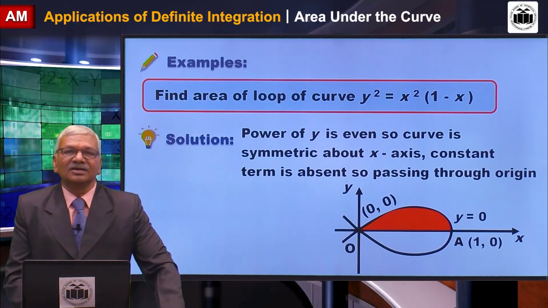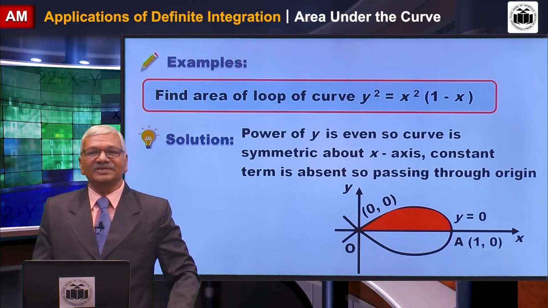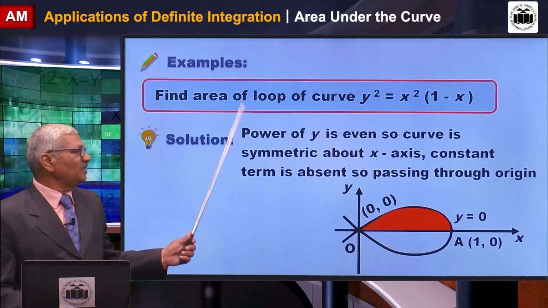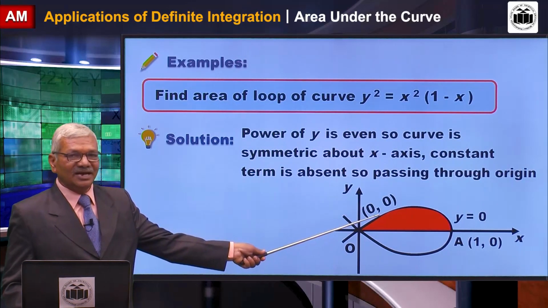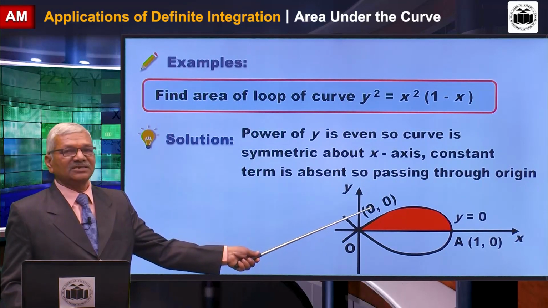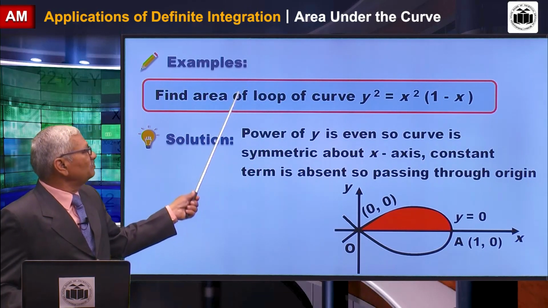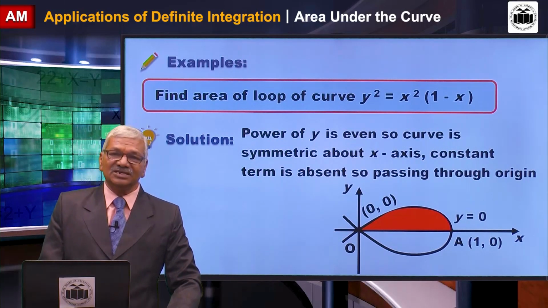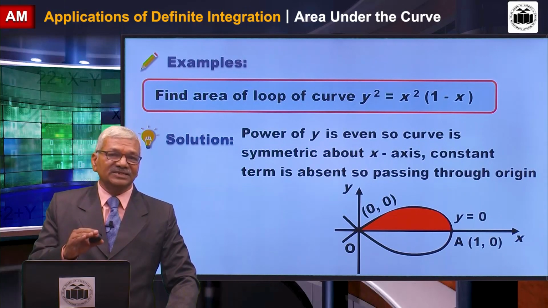Second point, the constant term is absent. Constant term is absent, means the curve is passing through origin. So this is a curve here, passing through origin, symmetric about x-axis, right? In examination, in example, you are asked to find area of the loop, means whole loop. In the previous examples, we found the area above x-axis. But in this case, you are asked to find area of the whole loop, and it is symmetric about x-axis, so half region is below x-axis.